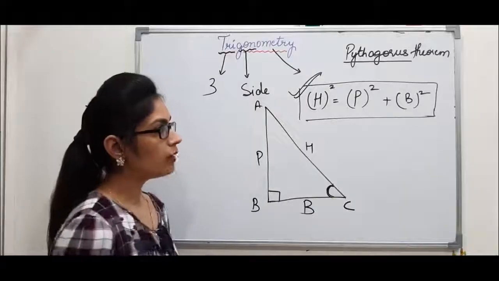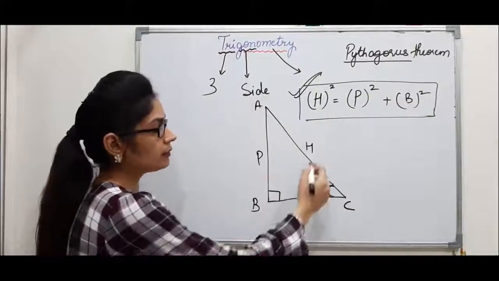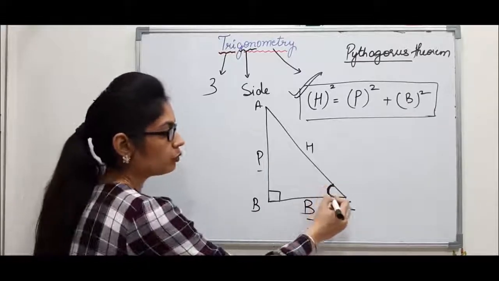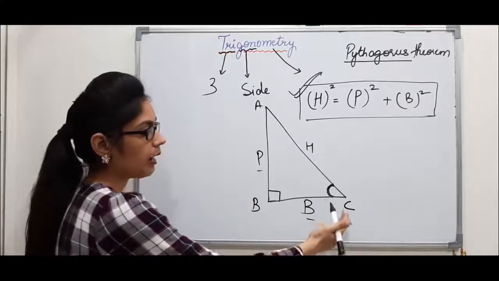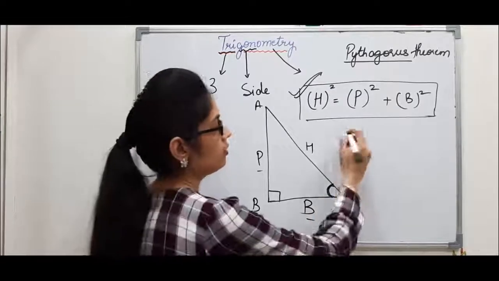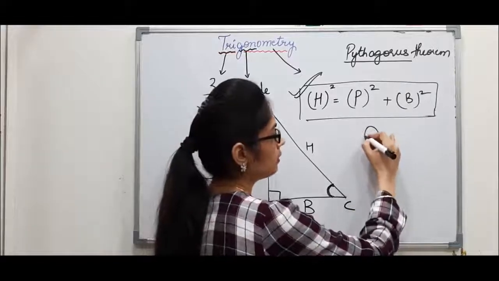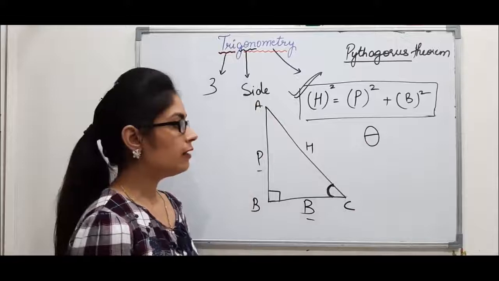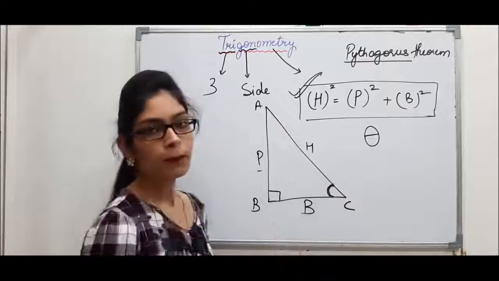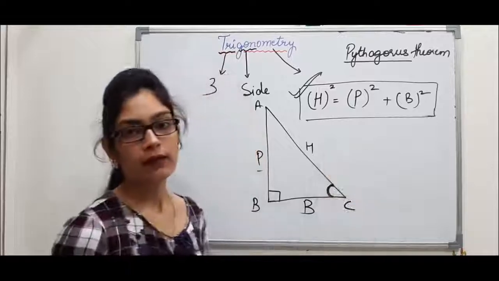Now we have learned about the sides of a right angle triangle, and there are three sides: hypotenuse, perpendicular and base. Perpendicular and base, these two sides we have to see with respect to the angles. Now in trigonometry, while doing questions you will see the angle represented by this symbol. It is known as theta. Sometimes in questions they mention angle A, B and C, but most of the time theta is mentioned. So this is the name given to the angle, theta.